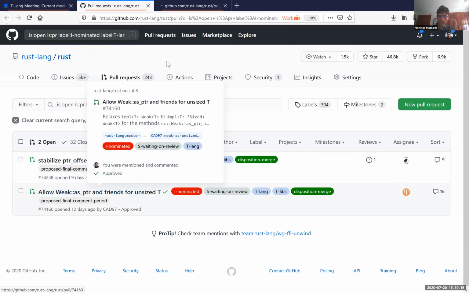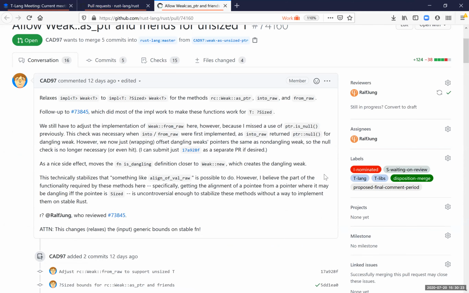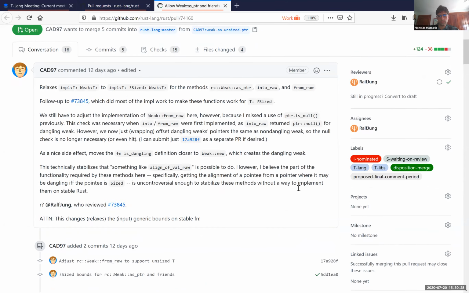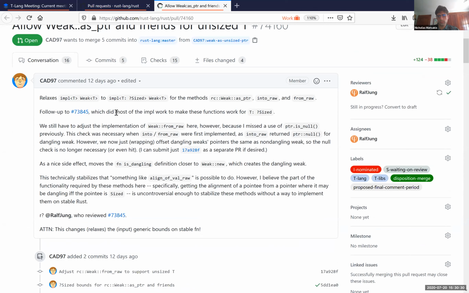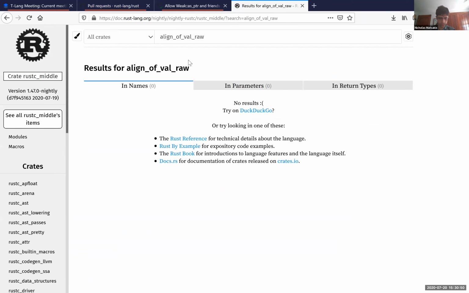Next one, allow weak pointer and friends for unsized T. Whoever's typing, beware that you're not muted. Yes, this is letting you do Arc of dyn, weak pointers with dyn types and things like that. I think we were tagged mostly, or only, because there's an unstable function which this relies on in some way, or relies on at least on that same capability.